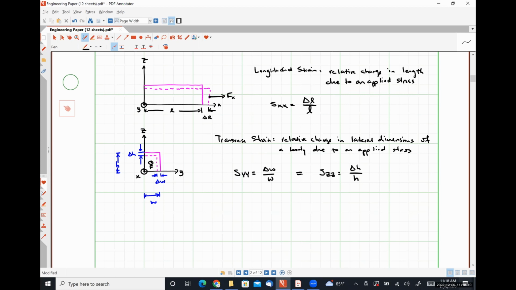So if we apply a force at the end of this beam in order to extend it, we experience three different strains. We have a strain in the X direction because we are elongating the beam. We have a strain in the Y and a strain in the Z direction because the beam is deforming in those dimensions as well. Why does the beam deform in those dimensions? Why doesn't the length just increase while the width and height stay the same?